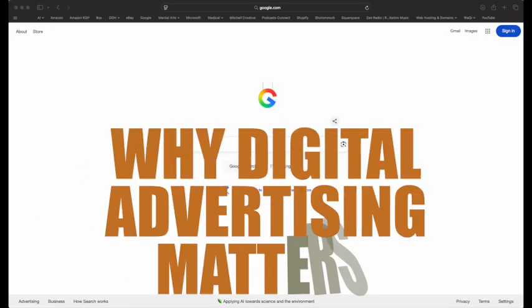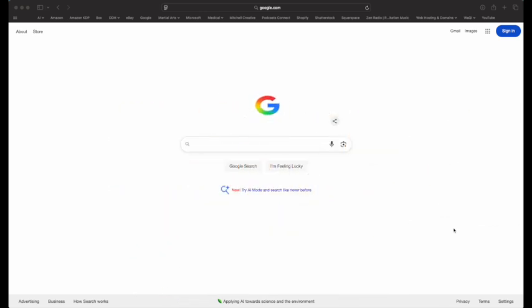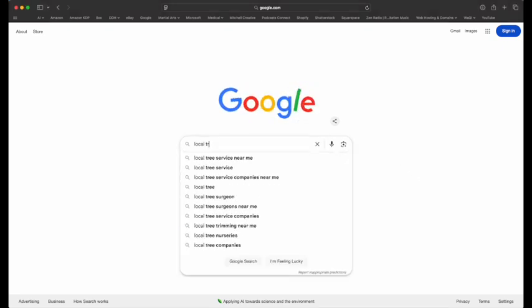So when it comes to digital advertising, what's really important to understand is that you have to invest in a digital advertising strategy or a digital marketing strategy if you expect to be seen on Google. So let's say, for example, you're a local tree company.